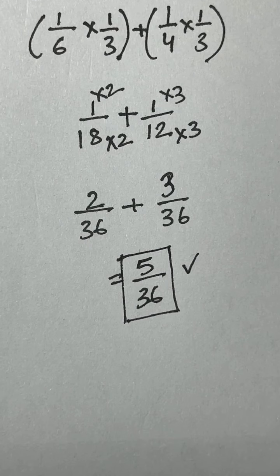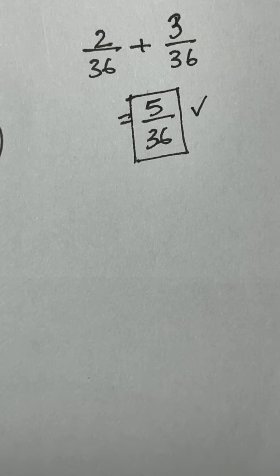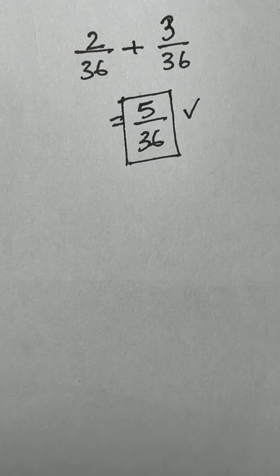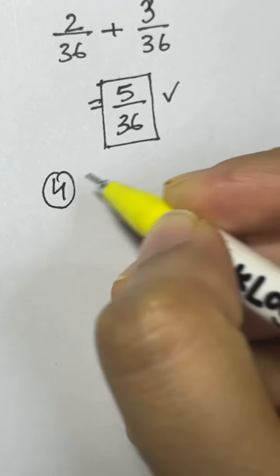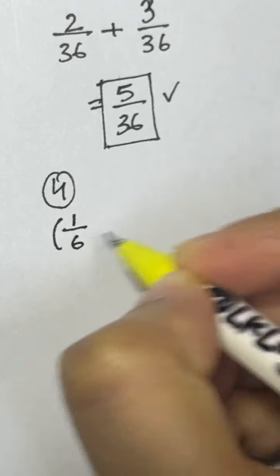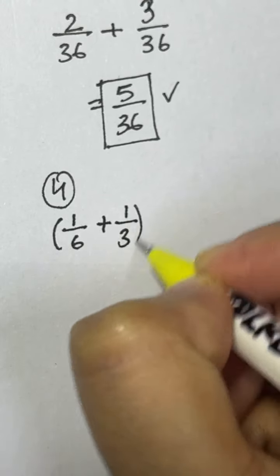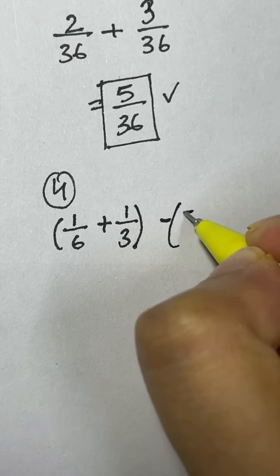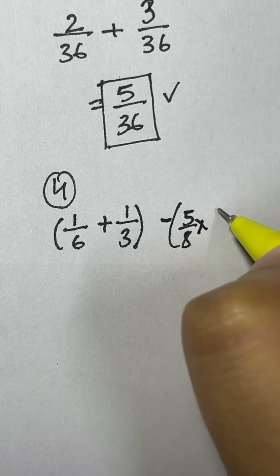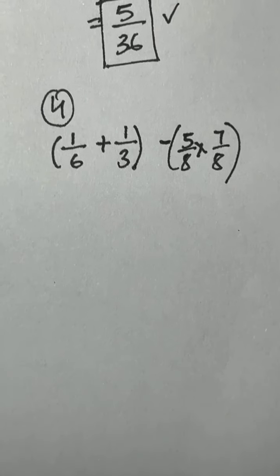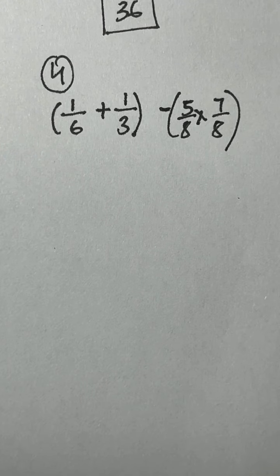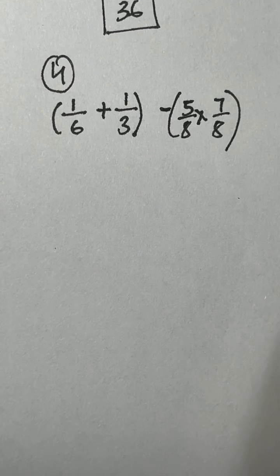Okay, let me show you one more problem on this. Suppose you have, okay, question number 4. You have 1/6 plus 1/3 minus 5/8 times 7/8. Okay, now how are we going to solve this? The numbers look really different, and to solve this is not that easy. Now let's see what happens.